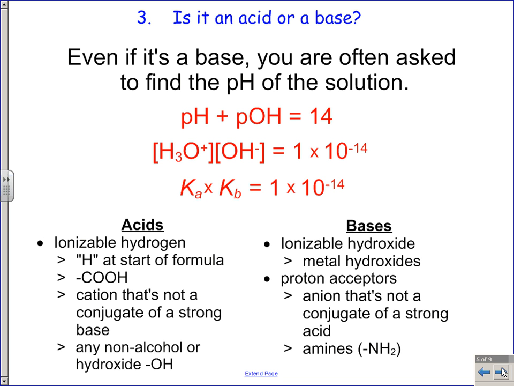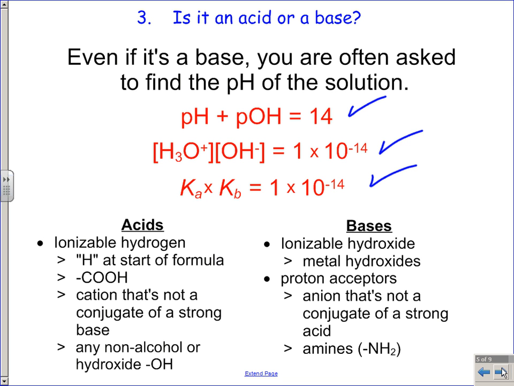So if you get your OH minus after you solve for X and you take the negative log of that, realize you're calculating pOH and you need to exploit that relationship to handle that. This relationship is also important in some situations. And then finally, remember that Ka times Kb also equals 1 times 10 to the negative 14th. All of these are things you may need to be able to manipulate back and forth between in different problems.